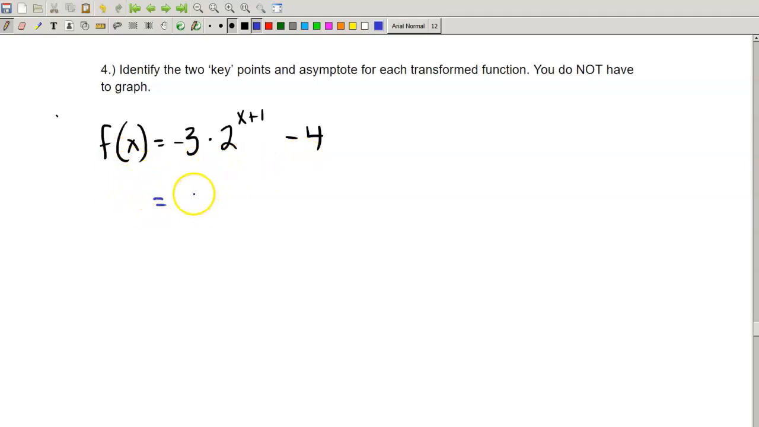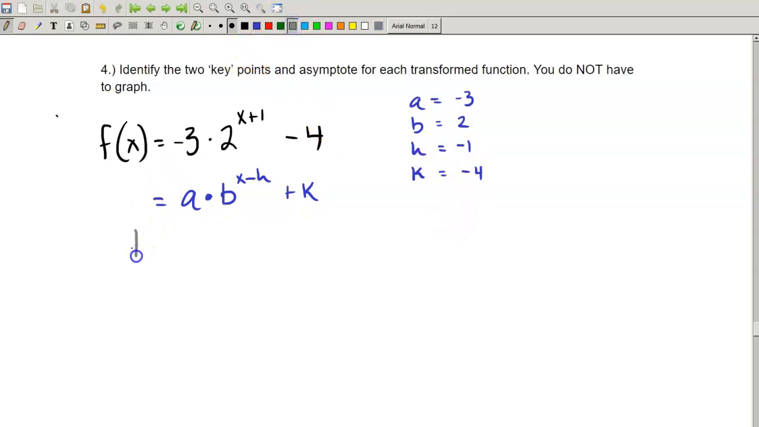understanding that our general function, here it is, a times b to the x minus h, plus k. And then just being able to identify a, b, h, and k. My a is -3, my b is 2, my h is -1, and then my k is -4 here.